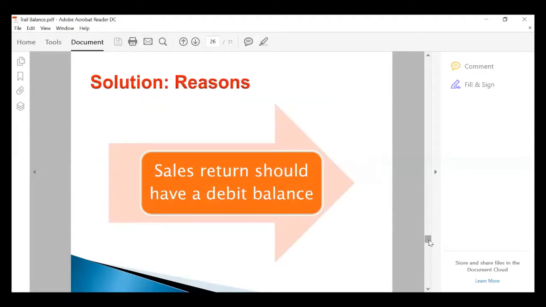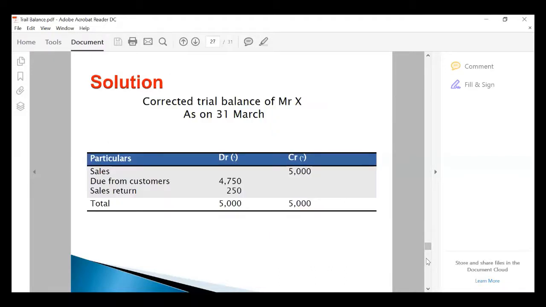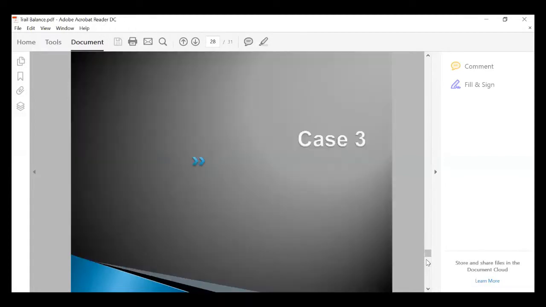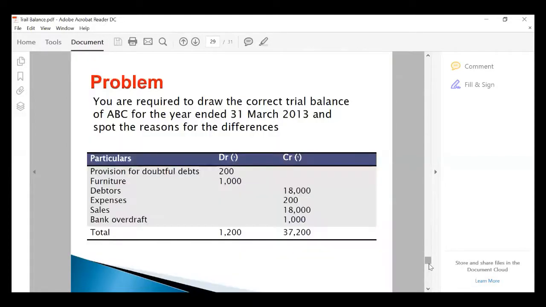Sales return should have a debit balance. Why is sales return a debit balance? Sales is income, credit. Sales return is what we are taking back. It is called debit. Okay, so the answer is here. Corrected trial balance of Mr. X as on 31st March is so and so. Let's look at case 3. Can you just go through that?